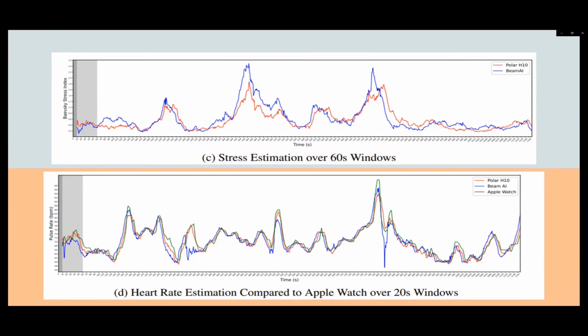And as you can see with the graph on the bottom, this is comparing the Polar H10, the Beam AI, and the Apple Watch with heart rate estimation. So they're all very similar. The biggest glaring issue I see is around the later half of the bottom graph with the major dip with Beam AI. All the other ones show that it's fairly towards the center. However, Beam AI just dips hard, very close to zero. And this could be an anomaly, or it could show that there are differences, even if they're very minute.